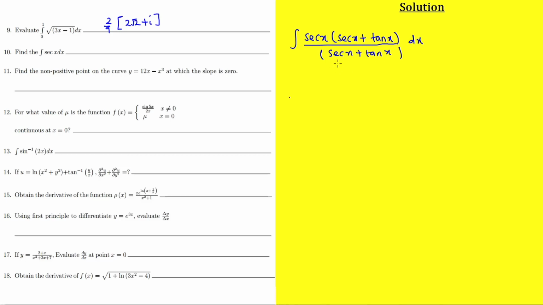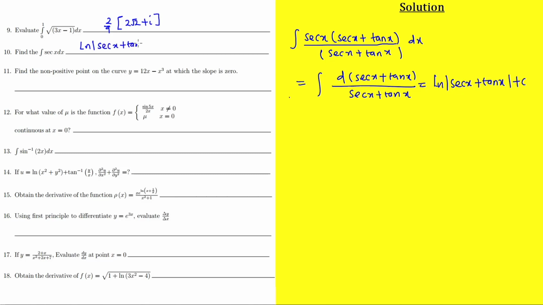Now, what do you observe? If I differentiate sec x plus tan x, I'm just going to have what I have at the numerator here. So I can write this as the integral of d of sec x plus tan x, divided by sec x plus tan x. What will this give us? This will just give us the ln of sec x plus tan x plus c, because of the indefinite integral. So our correct answer here is ln of sec x plus tan x, then plus c.